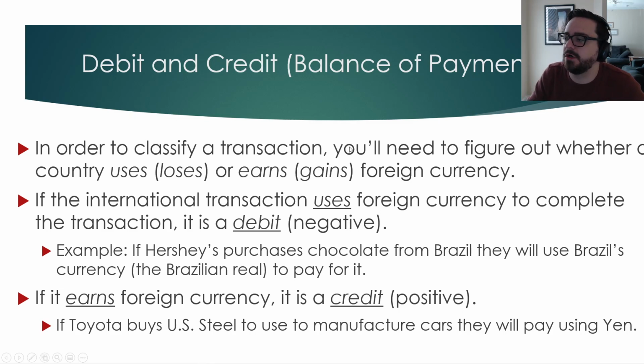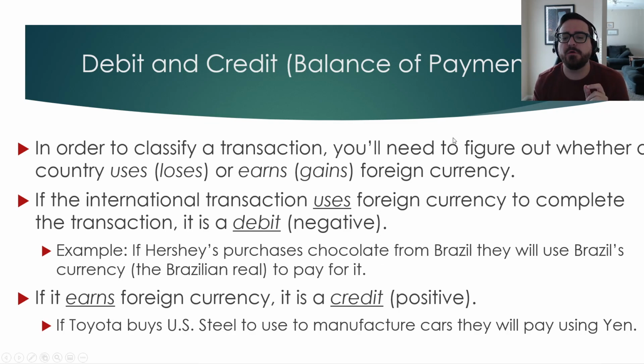It's negative. So if Hershey's buys chocolate from Brazil, like cocoa from Brazil, they will end up having to use the Brazilian currency at the end of the day to do the transaction, so it's a debit. Money is leaving America, being converted to another currency. If it's earning us foreign currency, so like if Toyota, a Japanese company, buys U.S. steel to manufacture cars, they pay with yen, gets converted to dollars, we're gaining money, it's a credit.